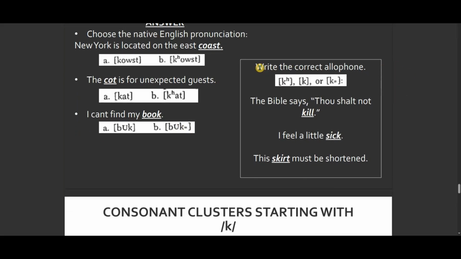You can also practice by writing the correct allophones in the following statements. The Bible says, "Thou shalt not kill." Which one out of the three allophones do you think is the correct one? Thou shalt not kill. I feel a little sick. The skirt must shorten. The skill must be shortened. Which one of the allophones do you think is the correct one?